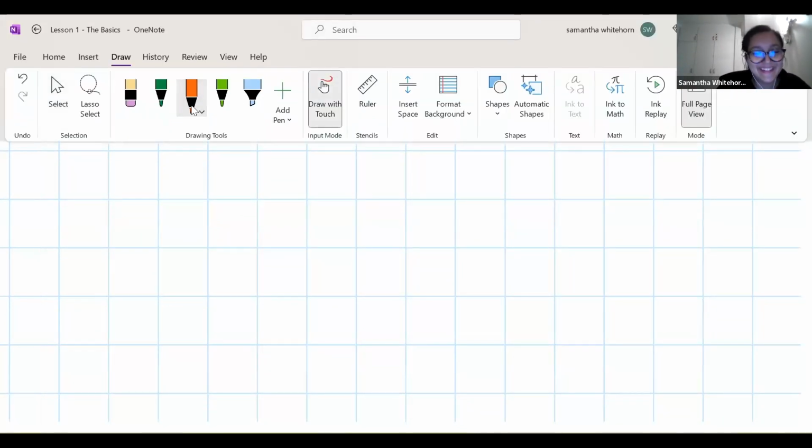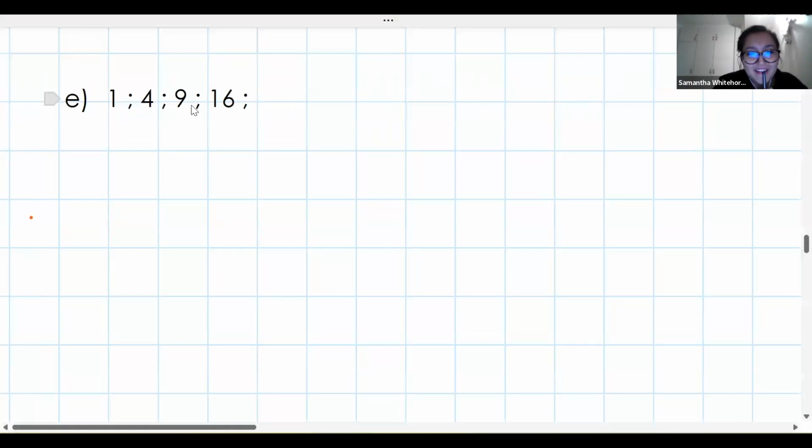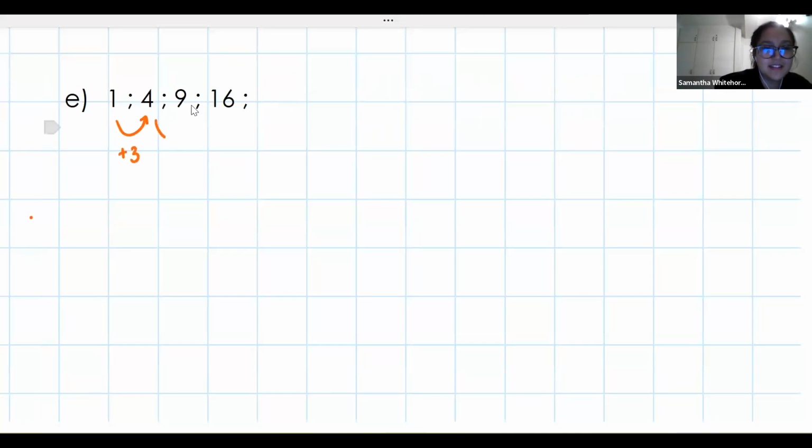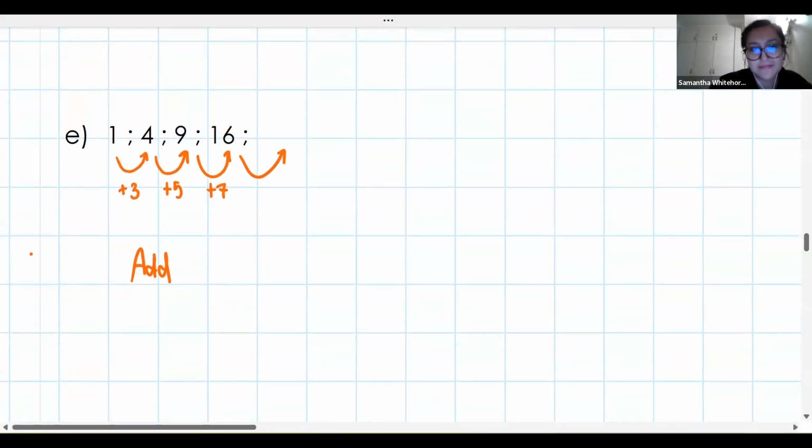Okay, so the rule for E is that you can see from 1 to 4, you add 3, from 4 to 9, you add 5, and from 9 to 16, you add 7. So the rule is that you add the recurring odd number. The next 3 sequences would be 25, 36, and 49.